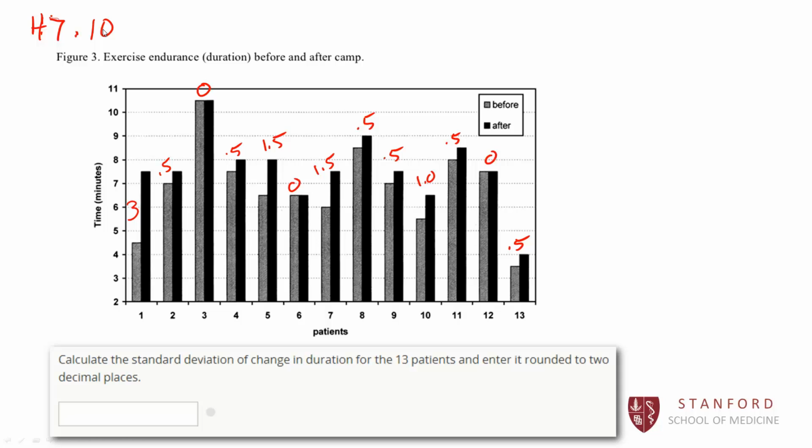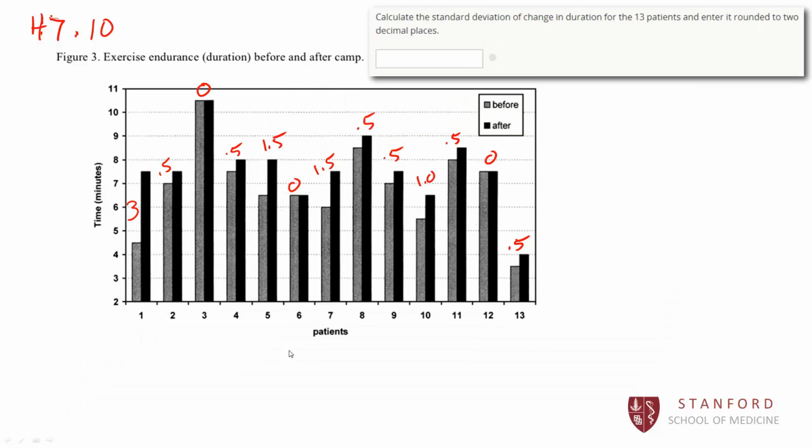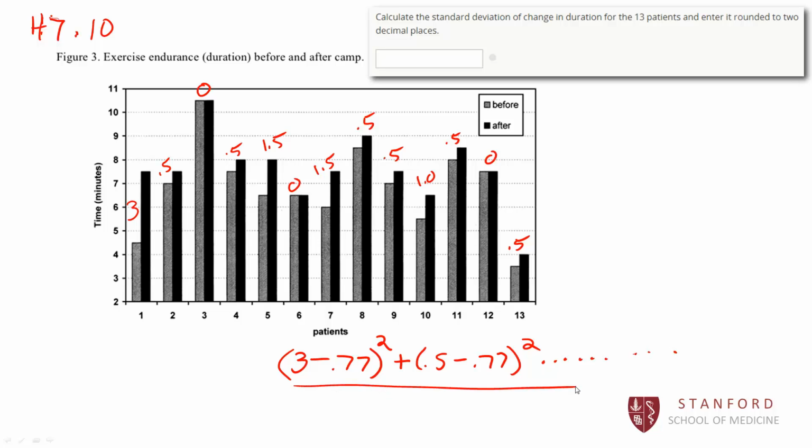To calculate the standard deviation of change here, we're simply going to take each observation and subtract it from the mean. Well, you already calculated the mean to be 0.77. So for example, we take the first person, subtract the mean, square that. Then we do this for the next person. The next person has a value of 0.5, subtract from the mean, square that. We're going to do that for all 13. I won't write it out completely here. You're then going to divide by n minus 1. For the standard deviation, you always divide by n minus 1, so that ends up being 13 minus 1, or 12 here. And then we would square root that whole thing. When you calculate that out, you get a value of 0.83.